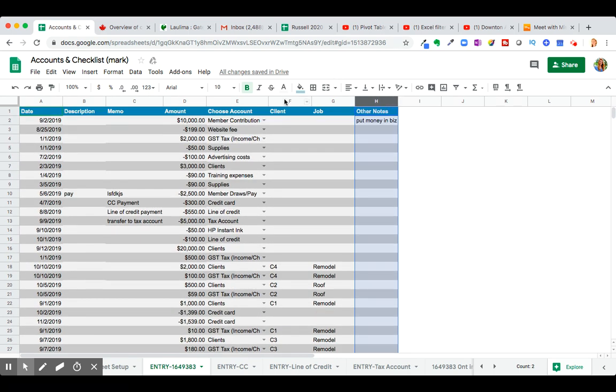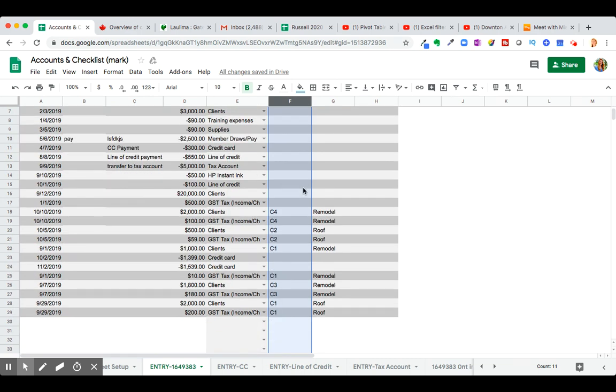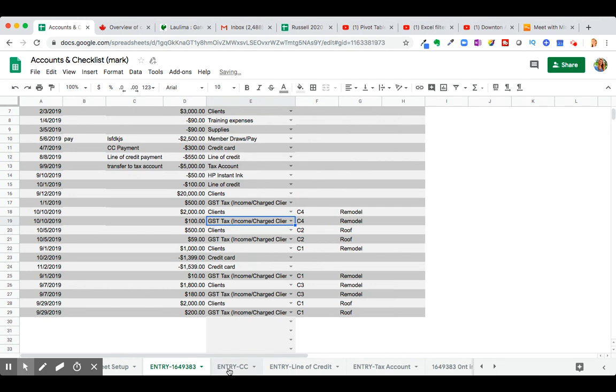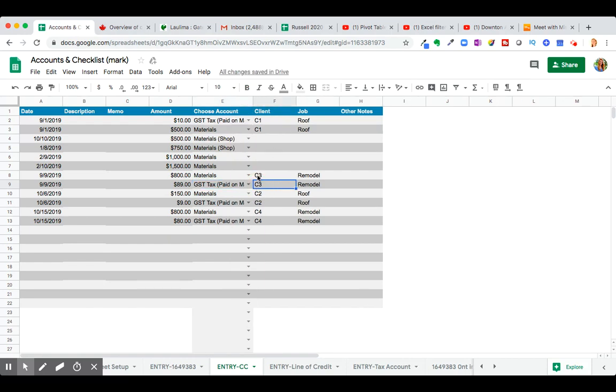this for now. So what this allows you to do is for any of these sheets, you can enter a client name. I did C1, C2, C3, C4 for this example, and a job name. And you can do that under your main bank account. So this was where I put income and the GST tax, which was charged to clients on income. And then on the credit card, for materials and GST tax paid on materials. You can also select a client and a job here.